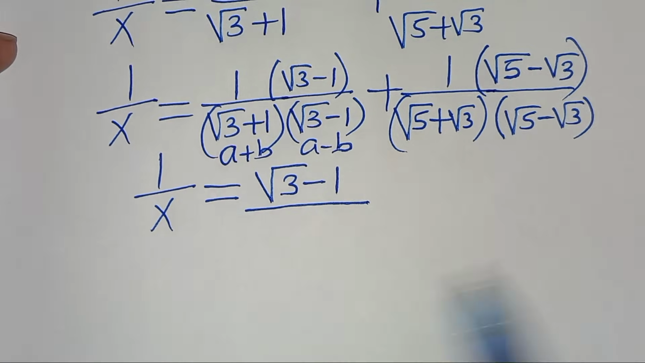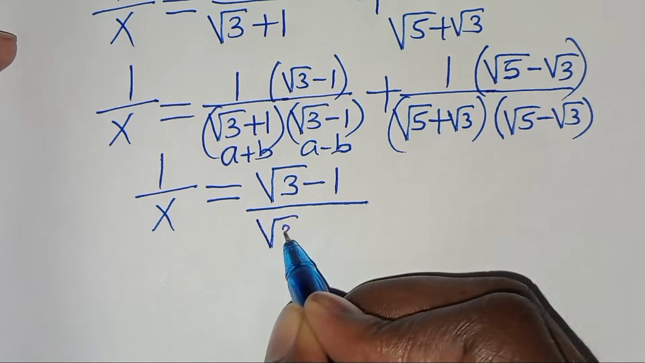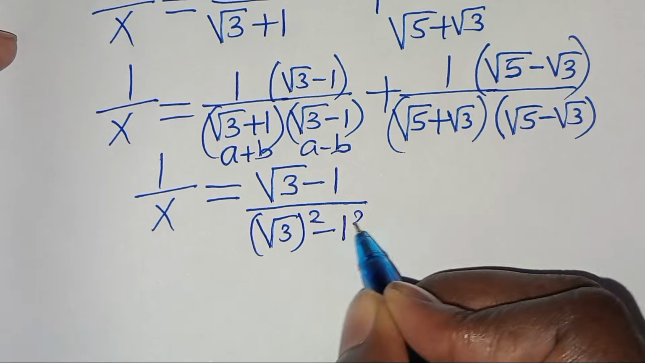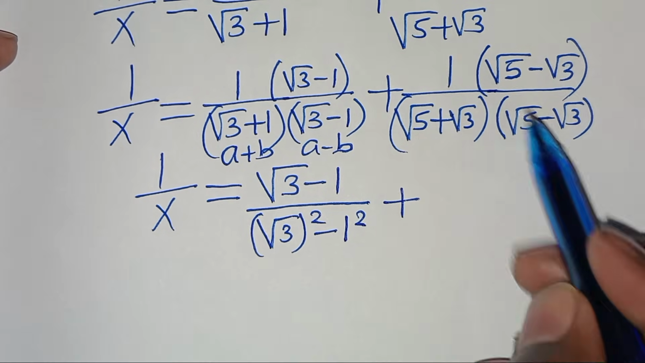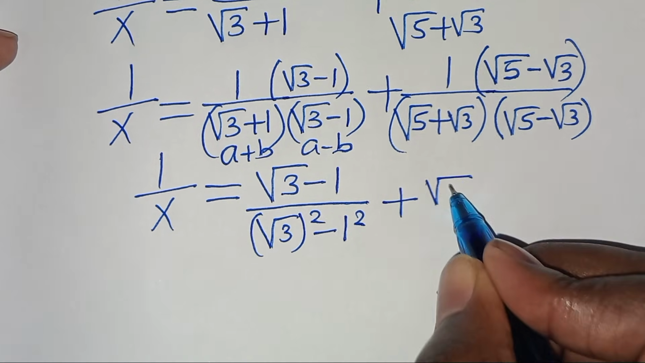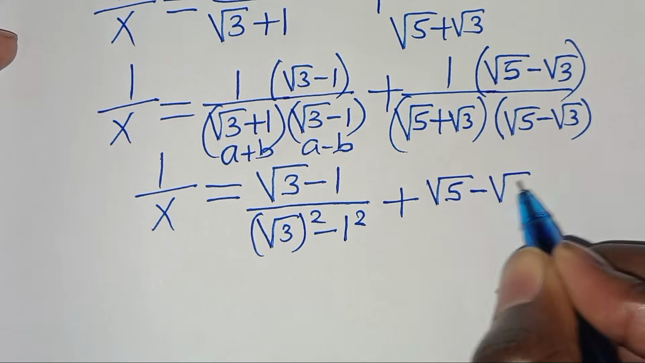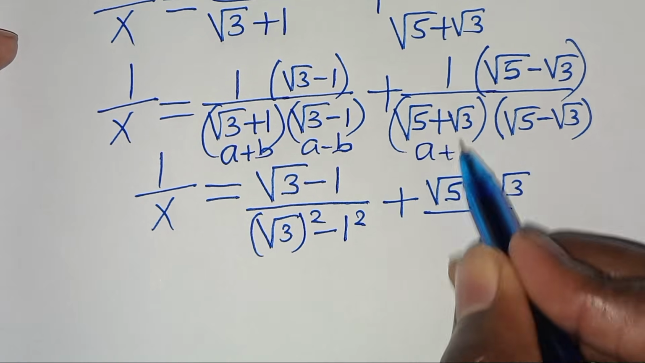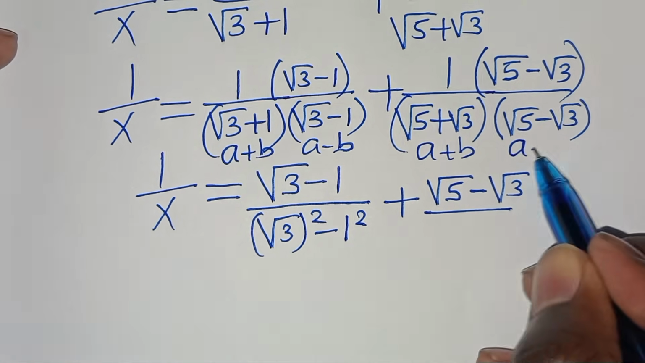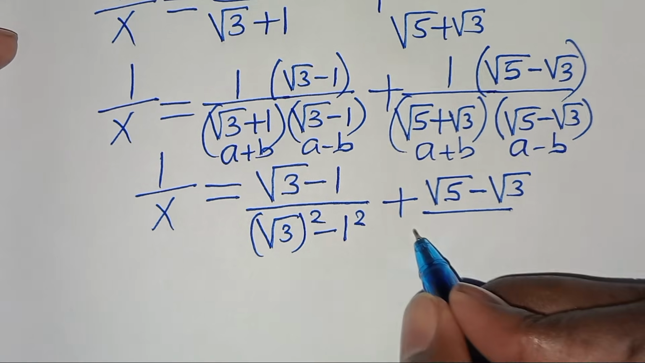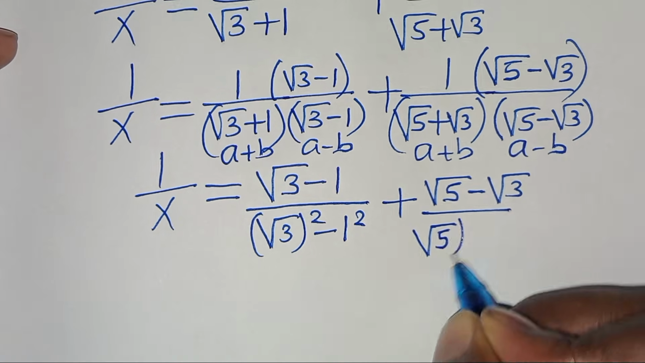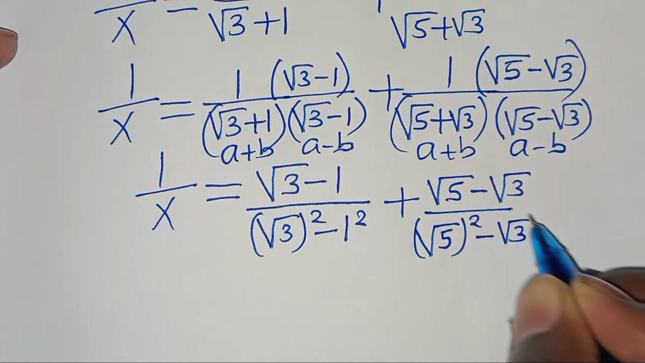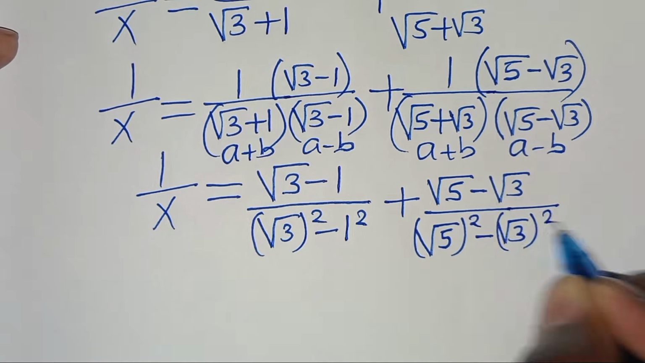so that now here we have square root of 3 raised to the power of 2 minus 1 squared, then plus, here we have the numerator as square root of 5 minus square root of 3 divided by, now this is in the form of a plus b, and this is in the form of a minus b. So we can express this as square root of 5 to the power of 2 minus square root of 3 to the power of 2.